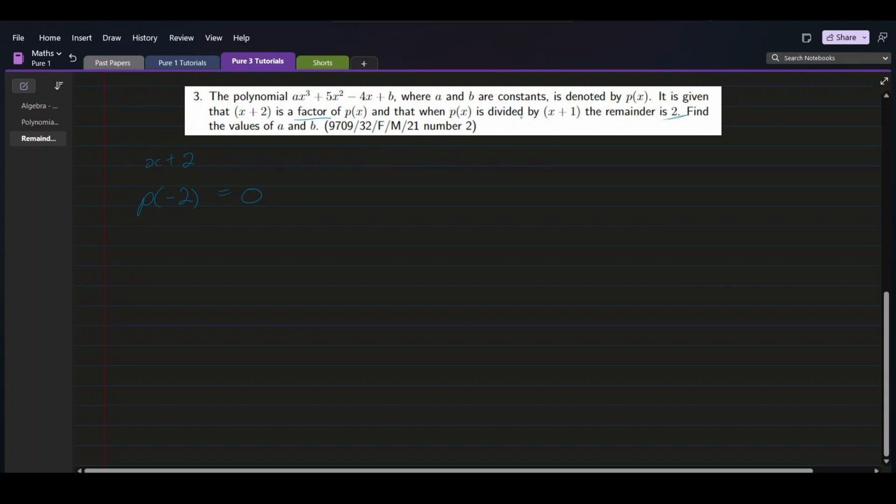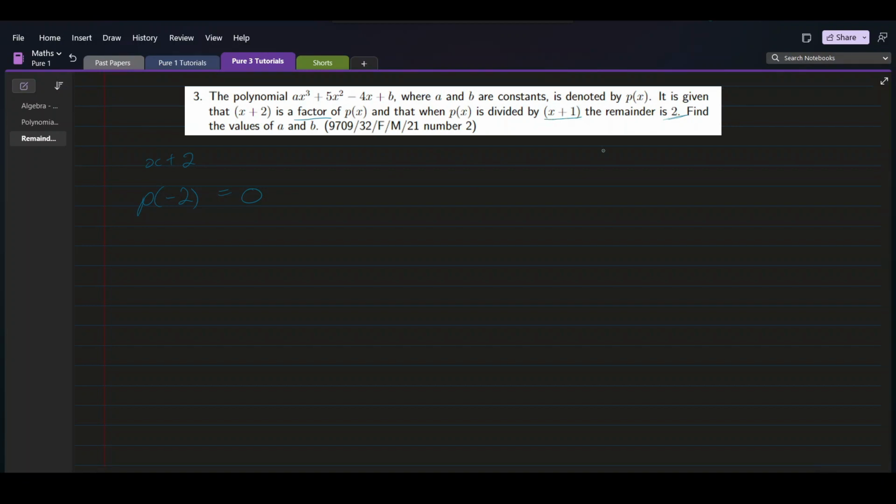Now we're also given that when p of x is divided by x plus 1, the remainder is 2. So this is where we apply the remainder theorem. So this becomes p of negative 1 is equal to 2. The remainder theorem states that if the function p of x is divided by x minus a, then p of a is equal to the remainder. So in this case our a is negative 1 and then our remainder is 2.